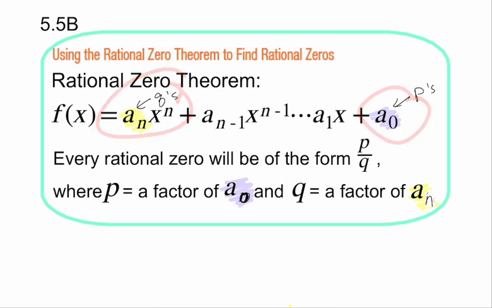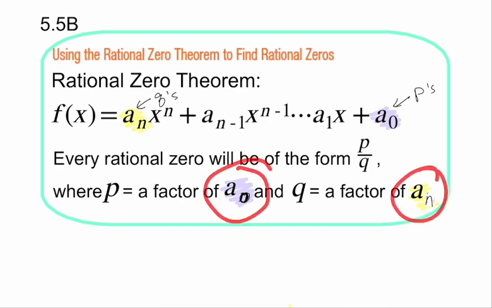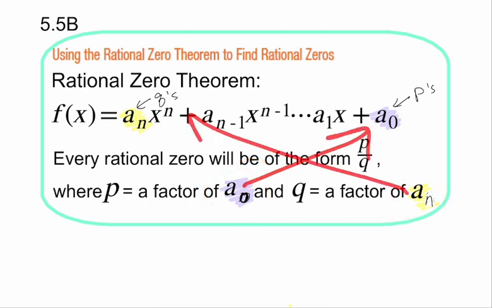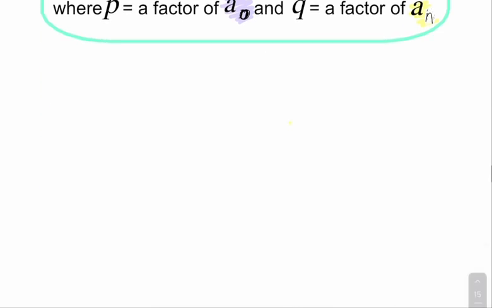Okay, so you have to keep that in mind when you do these. Make sure you have switched that: that is a sub n and that is a sub 0. So the p's come from here and the q's come from there. So let's look at an example so we can put this into practice.